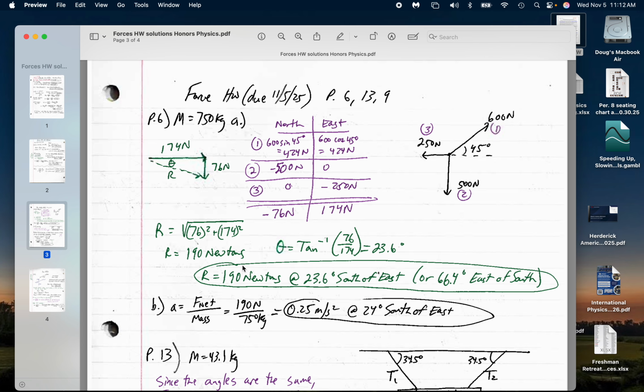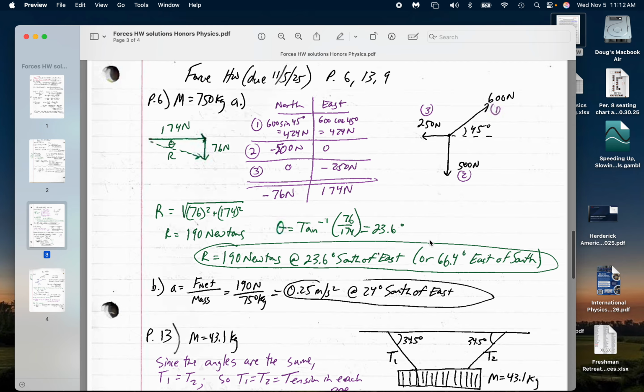So my resultant force is 190 using the Pythagorean theorem. Notice I drew that out. For the angle of that resultant force, I used inverse tangent of 76 over 174, so that's around 24 degrees. So the resultant force is 190 newtons at 24 degrees south of east, or 66 degrees east of south.